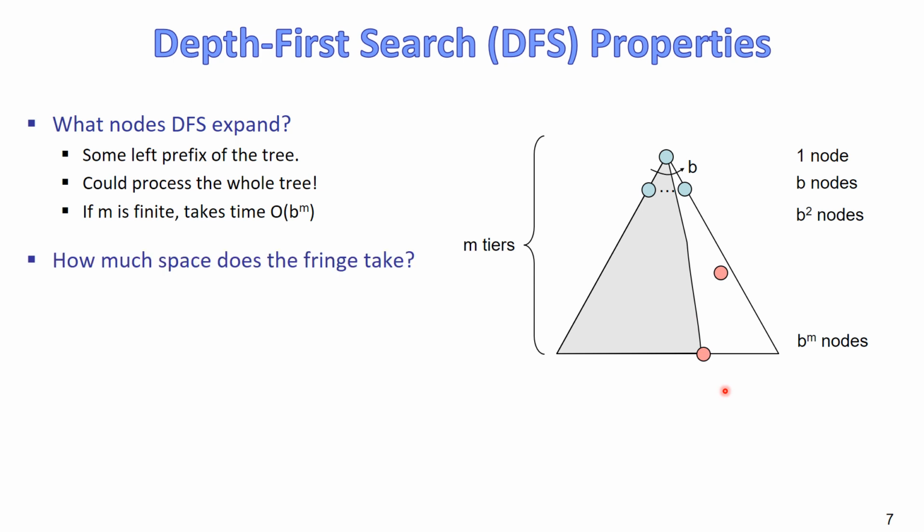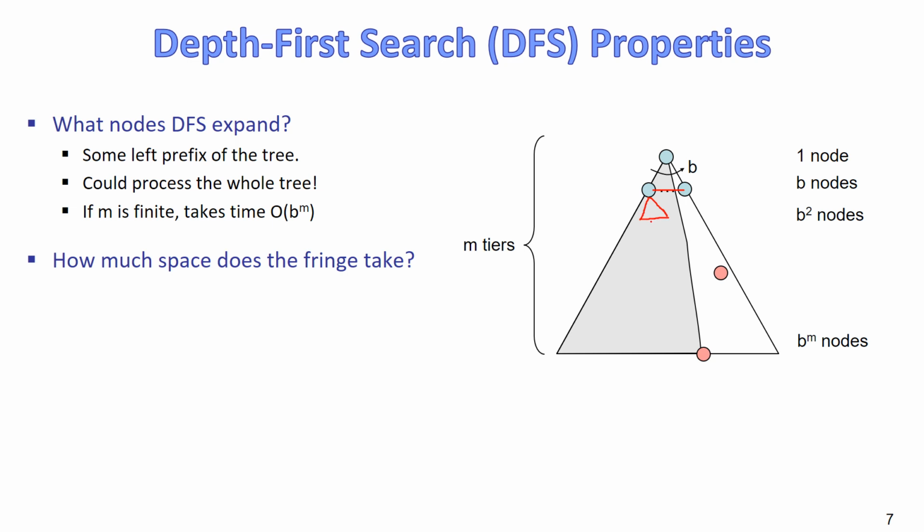Now, how much space do we need to run this algorithm? The space that we need is the space that is needed by the fringe, which is the number of nodes that are in the fringe at any point in time. Think with me about what happens when we do DFS. When we do DFS, we expand the nodes like this. Let's say that this is the expansion of the first node. Then we take one of these and expand it, right?